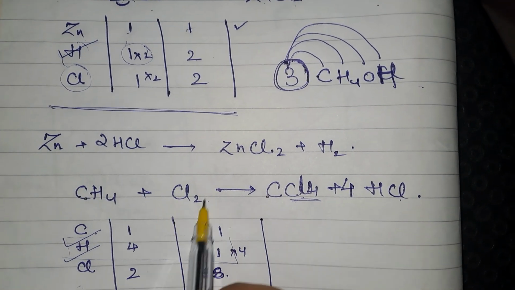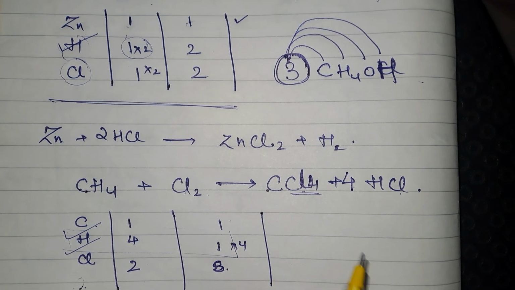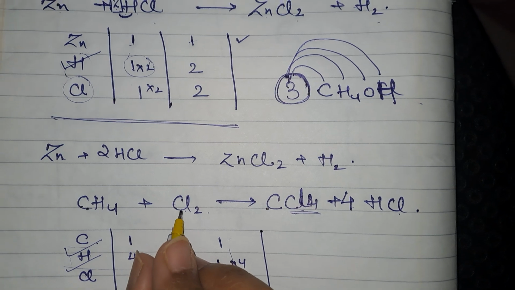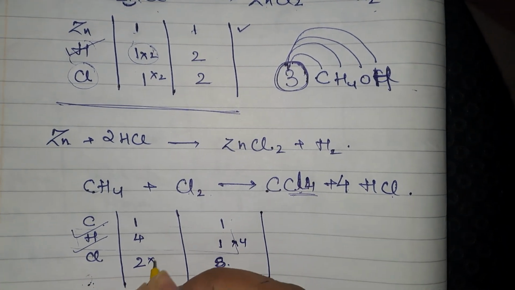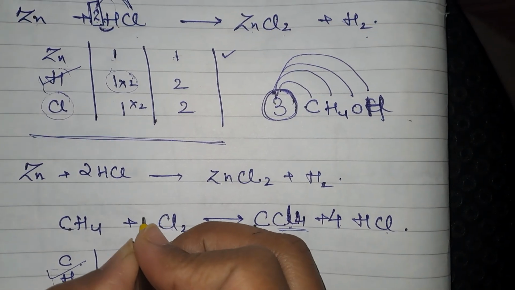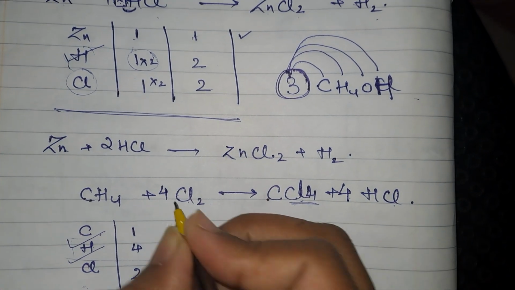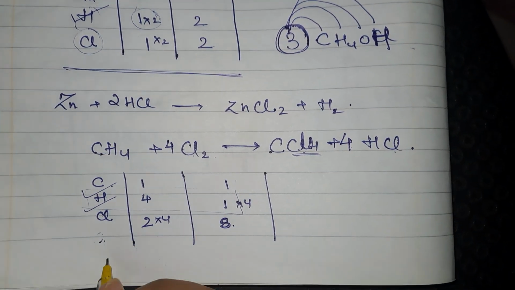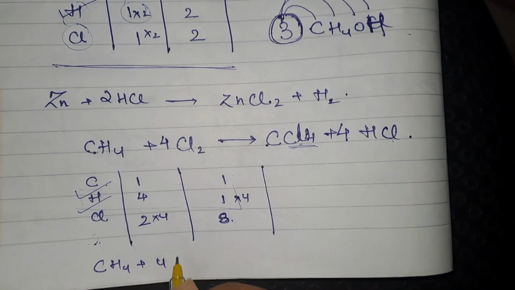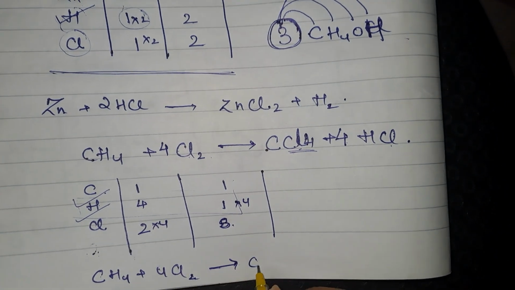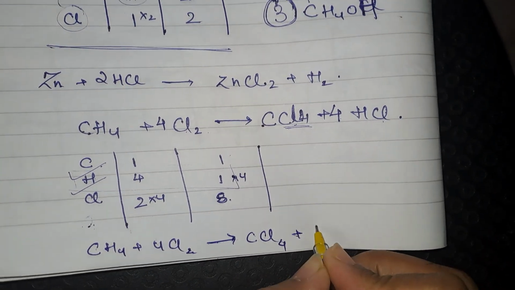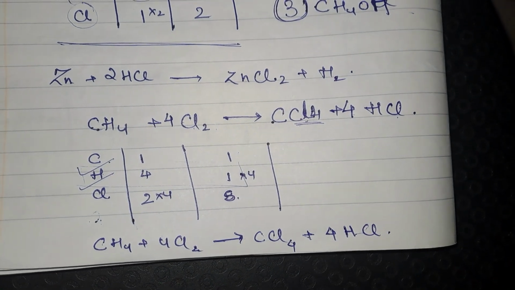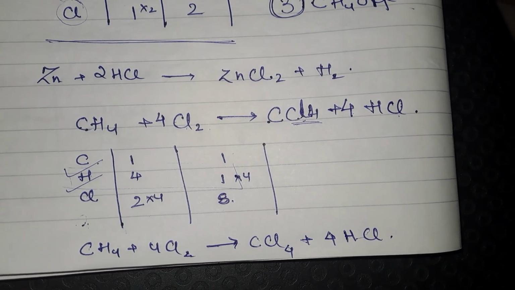Okay, but on this particular side, I still have my 2 chlorines. So how am I going to balance that? I have to make an 8 here. So 2 times 4 will become an 8. So I'm going to multiply with 4 on this particular side, and hence my chemical equation will be balanced. And the balanced chemical equation is CH4 plus 4Cl2 gives rise to CCl4 plus 4HCl, which is the balanced equation that I get in here.